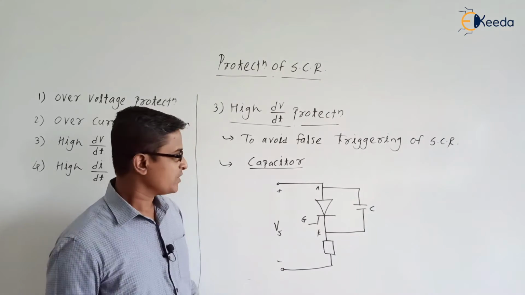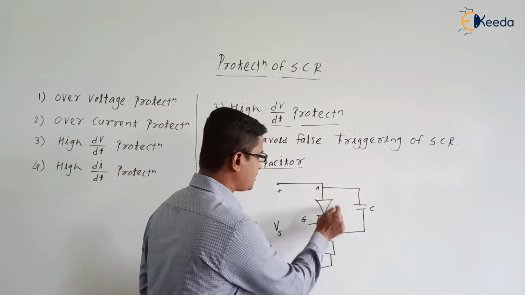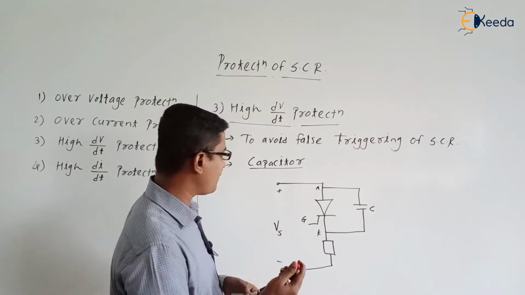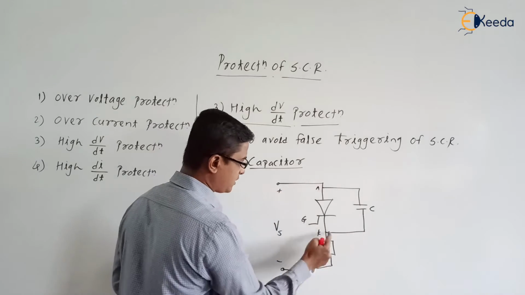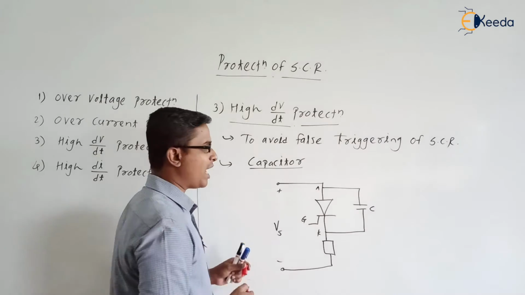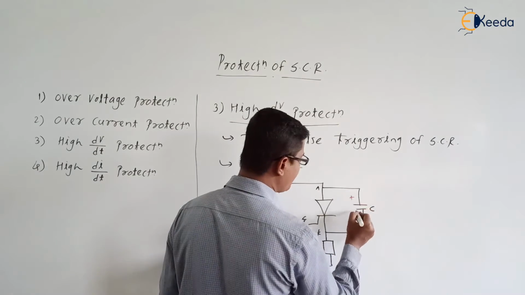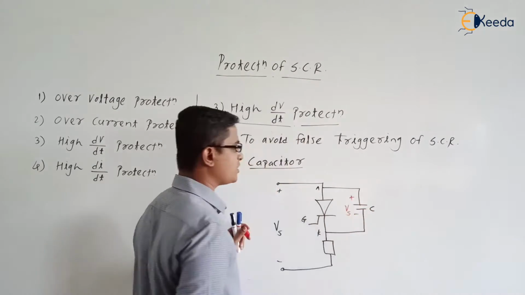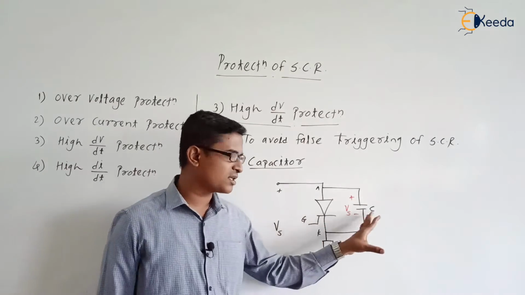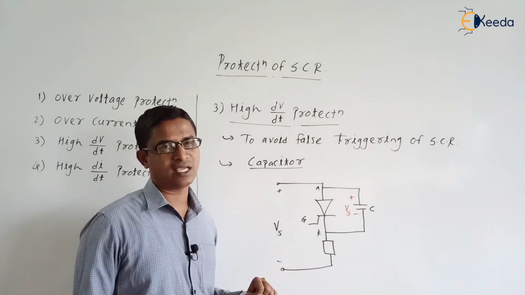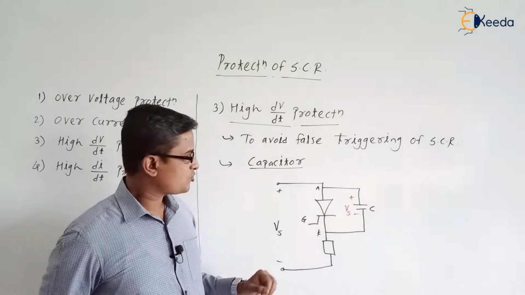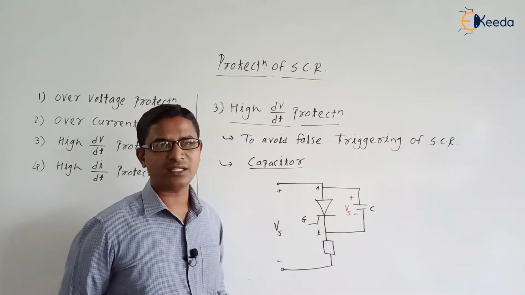Suppose the SCR is in the off state, like an open circuit. Then what will happen? The capacitor goes on charging. When the SCR is in the off state, the capacitor goes on charging, and it will be charged to the voltage of Vs volt. I am saying that suppose in the circuit we are using only a capacitor across the SCR in order to protect it against high dV/dt. So when only the capacitor is connected, what will happen?